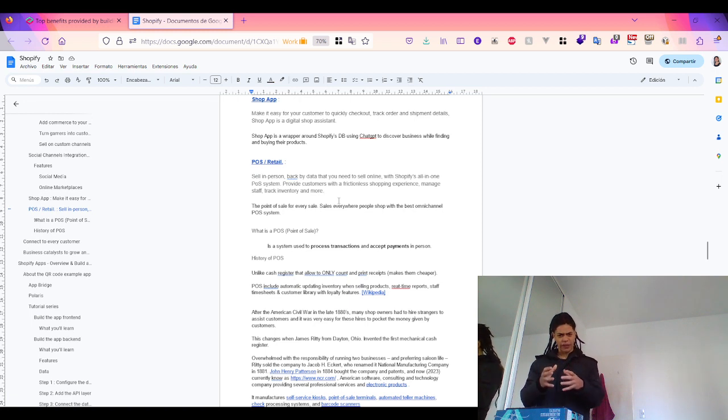So this POS, unlike a cash register, which only allows you to count and print receipts, includes automatic inventory when selling products, real-time reports, which is something powerful, staff management, and a customer library with loyalty features.